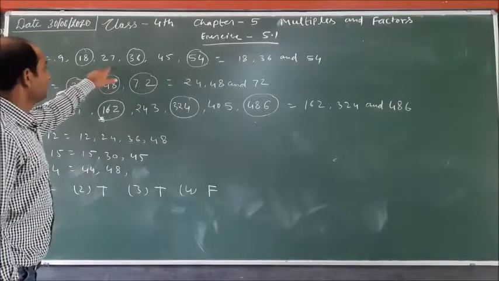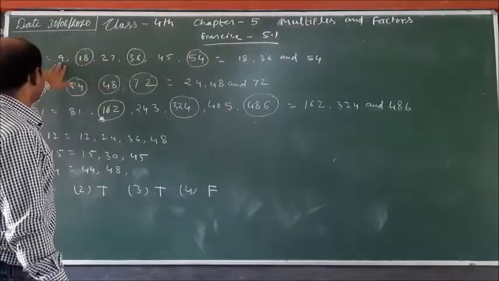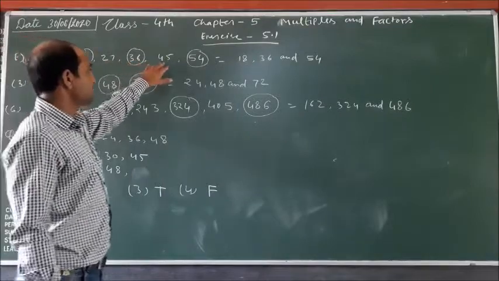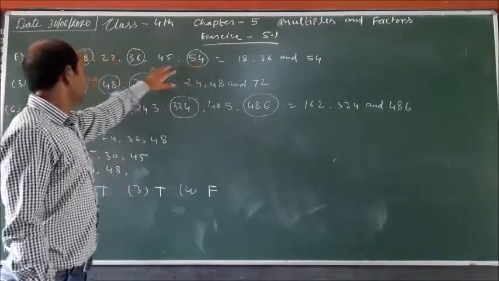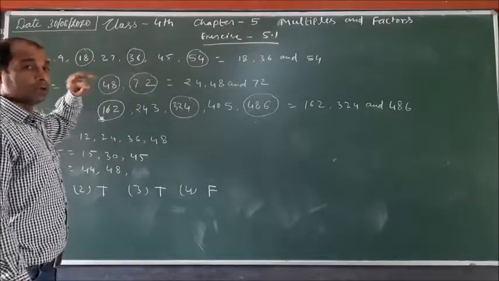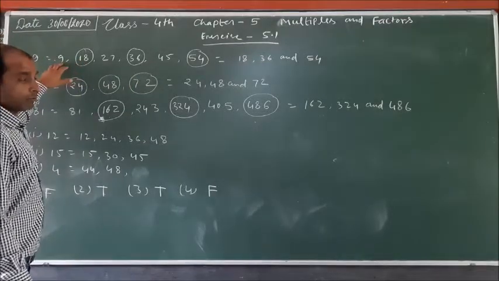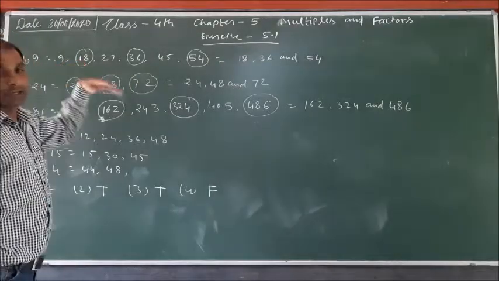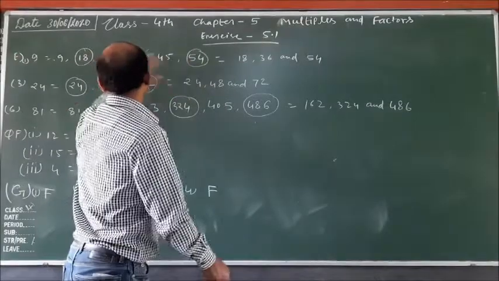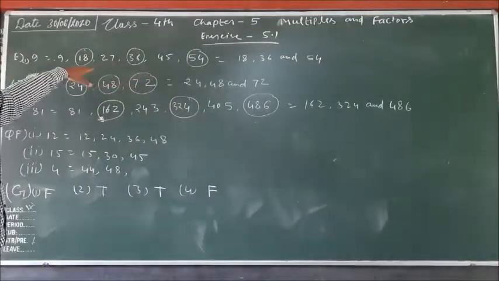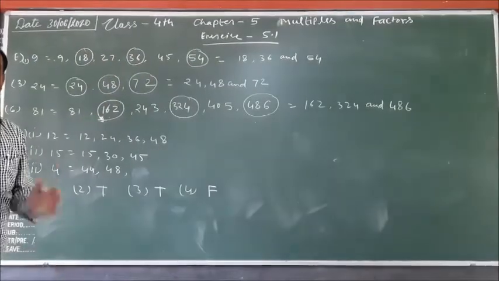First we write the multiples of 9: 9, 18, 27, 36, 45, 54. How do these numbers come? I told you, 9 multiplied by 1 equals 9, 9 times 2 is 18. So in these multiples, which number is an even number?